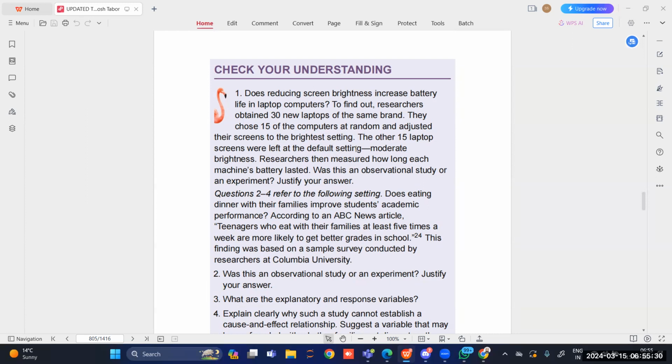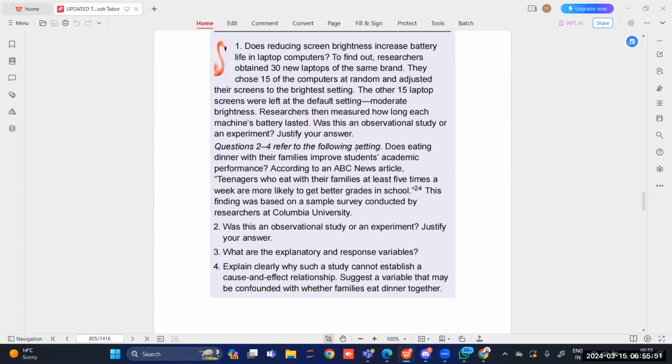Questions 2 to 4 refer to the following setting. Does eating dinner with their families improve students' academic performance? According to an ABC News article, teenagers who eat with their families at least 5 times a week are more likely to get better grades in school. This finding was based on a sample survey conducted by researchers at Columbia University. Okay, so was this an observational study or an experiment?